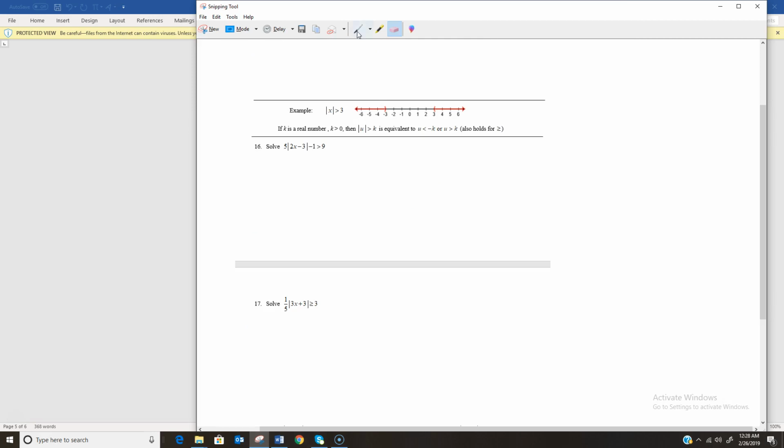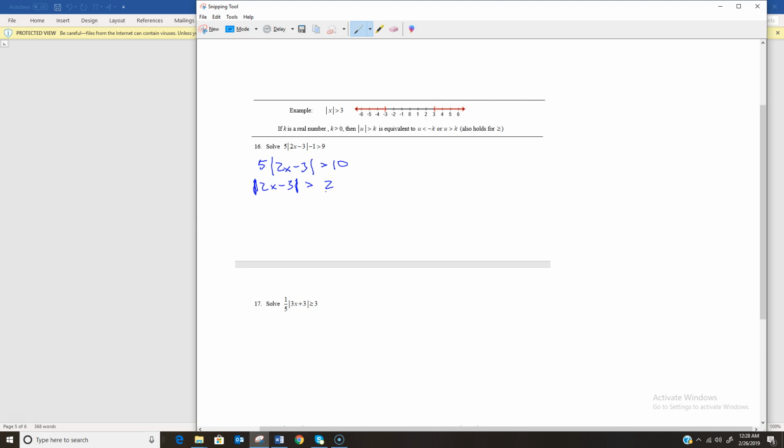So now we have problems where you have an absolute value sign included in your inequality. So we can't forget that that absolute value sign is there. We can't distribute through it because it's not a parentheses. So if we add 1 to both sides, we get 5 times the absolute value of 2x minus 3 is greater than 10. Divide by 5 on both sides, and you get the absolute value of 2x minus 3 is greater than 2 when I divide both sides by 5.